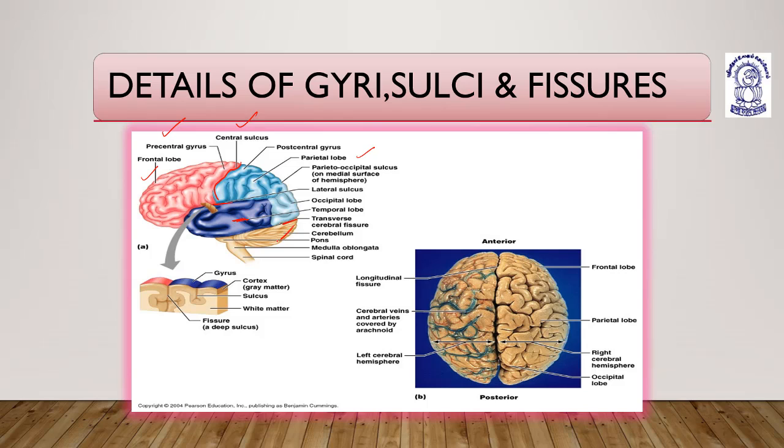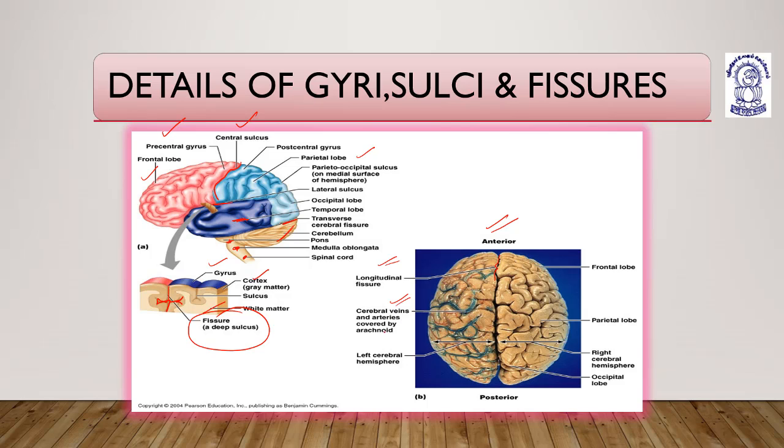This is the cerebellum, pons, medulla, spinal cord. These are gyri and these are sulci. This is white matter. This is gray matter, the cortex of gray matter. These are the fissures, or deep sulci. Anterior view, longitudinal fissure.